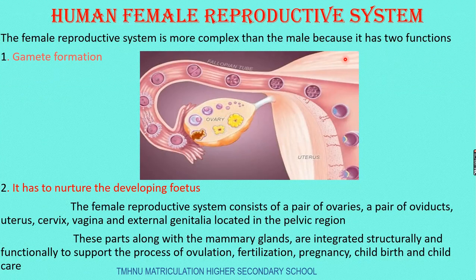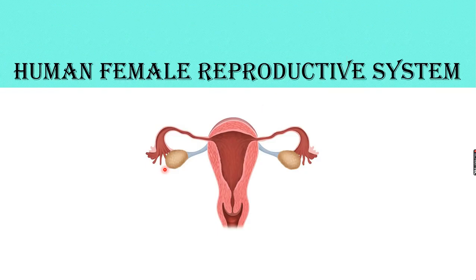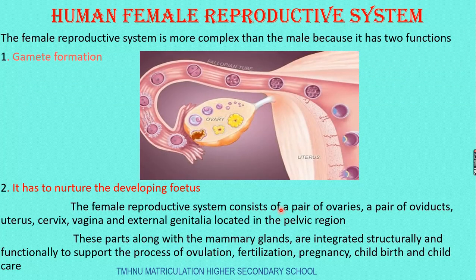The female reproductive system consists of what? A pair of ovaries. This is the oviduct or fallopian tube, and this is the uterus. And the cervix region, this lower region, and the vagina. These are the major reproductive organs in the female.